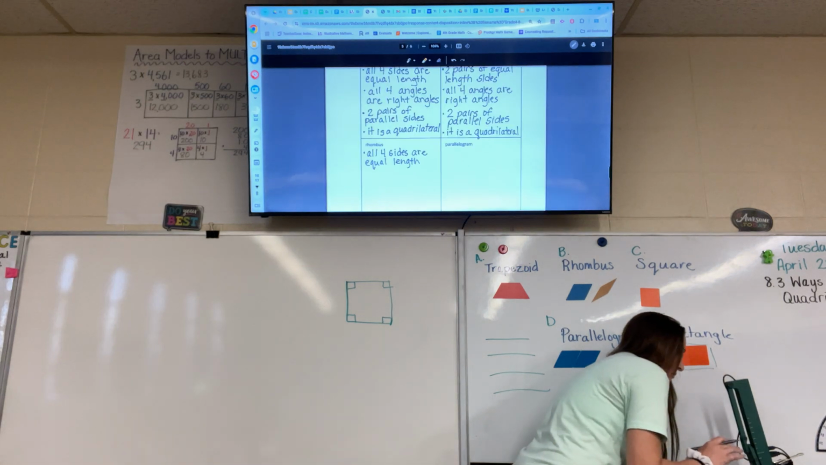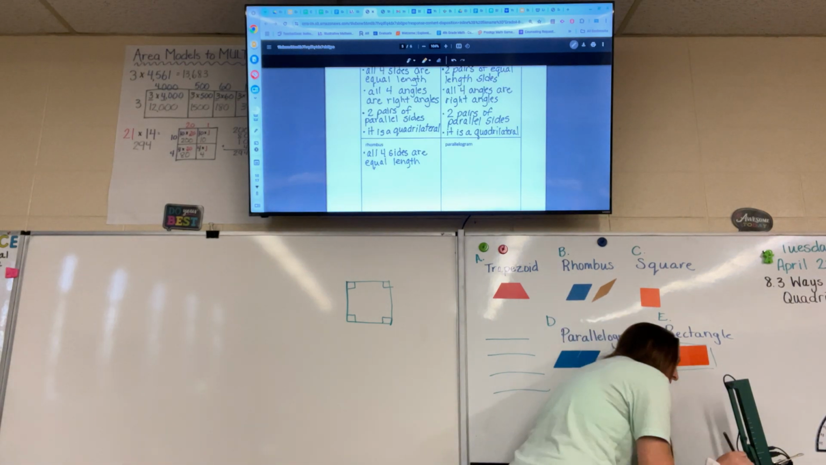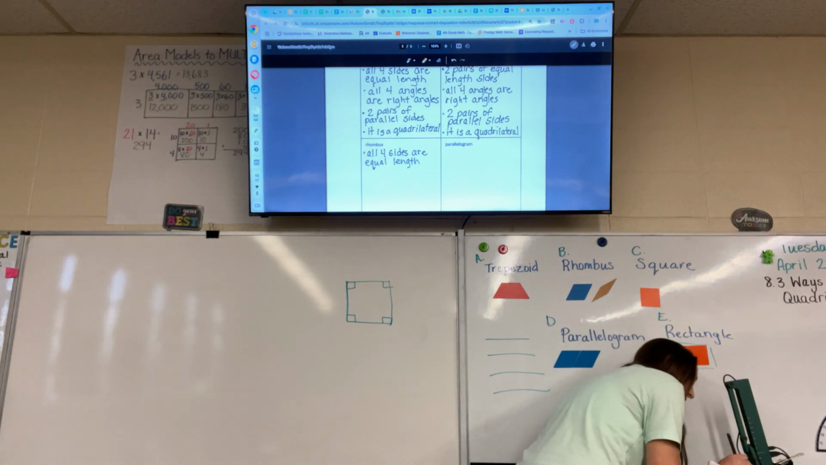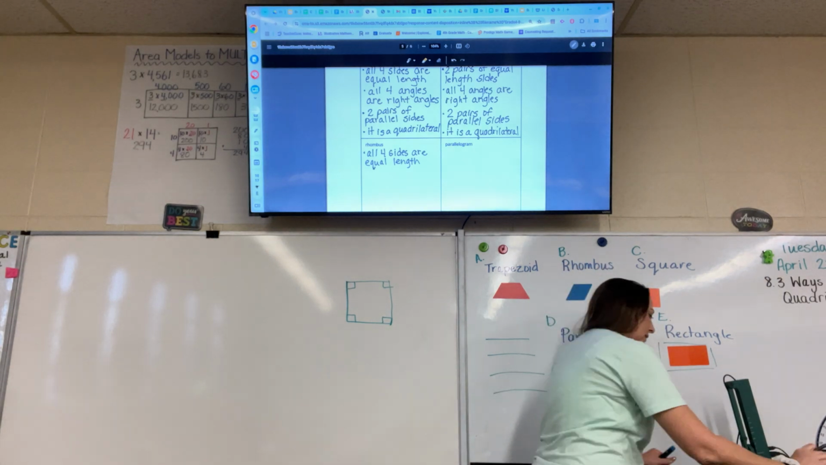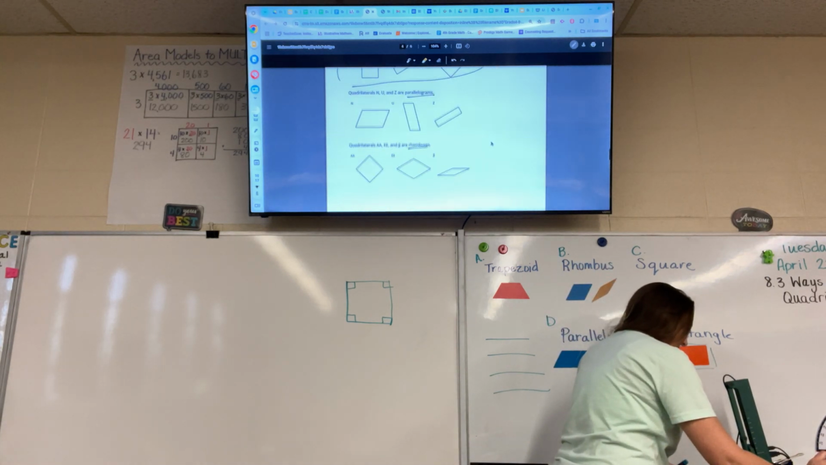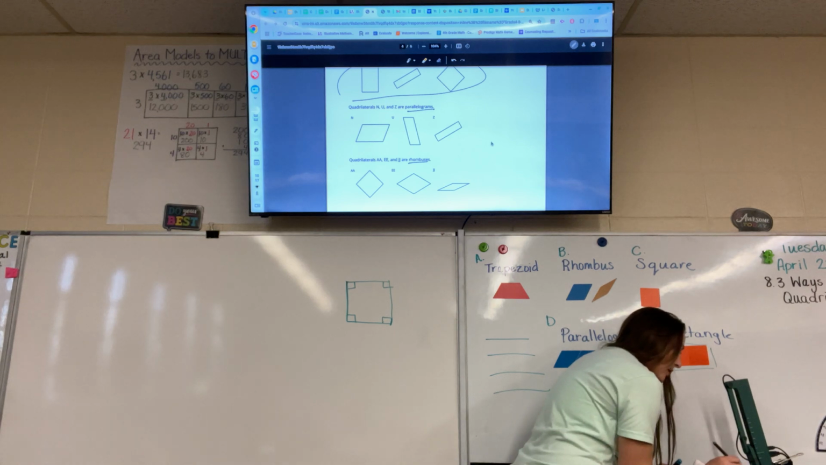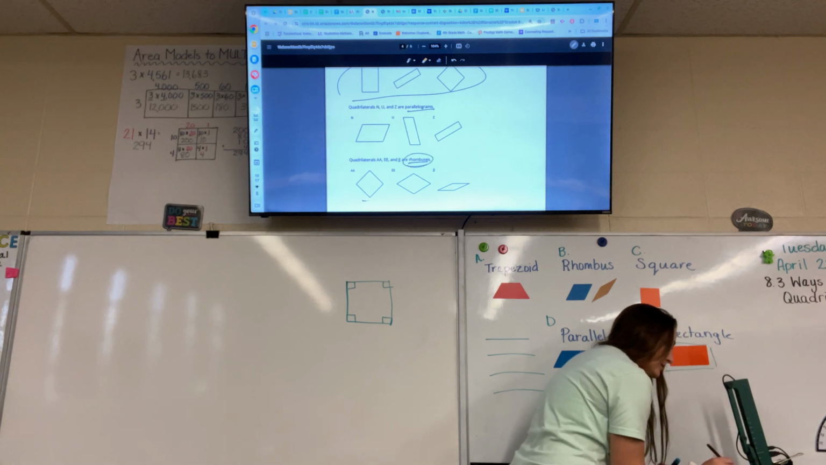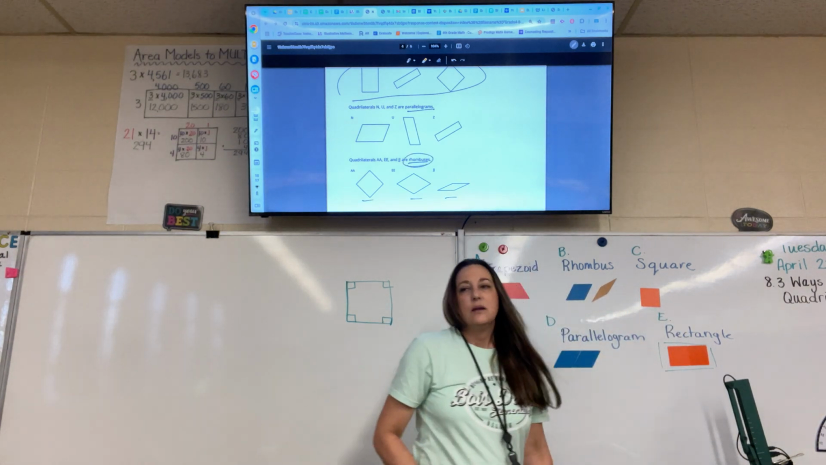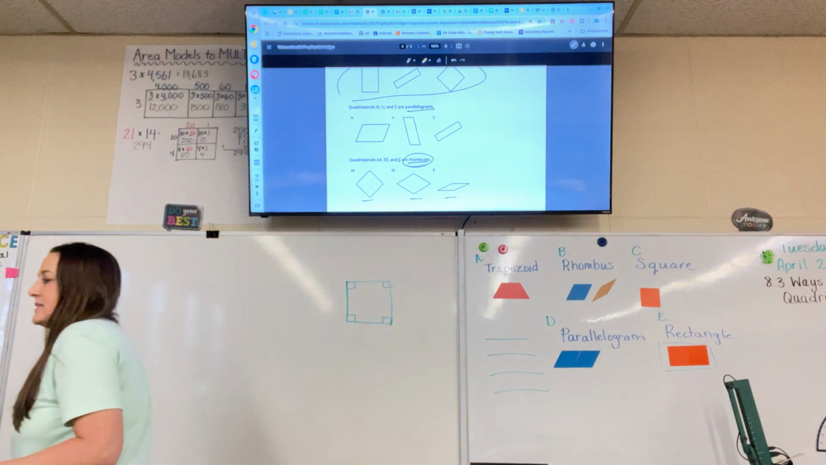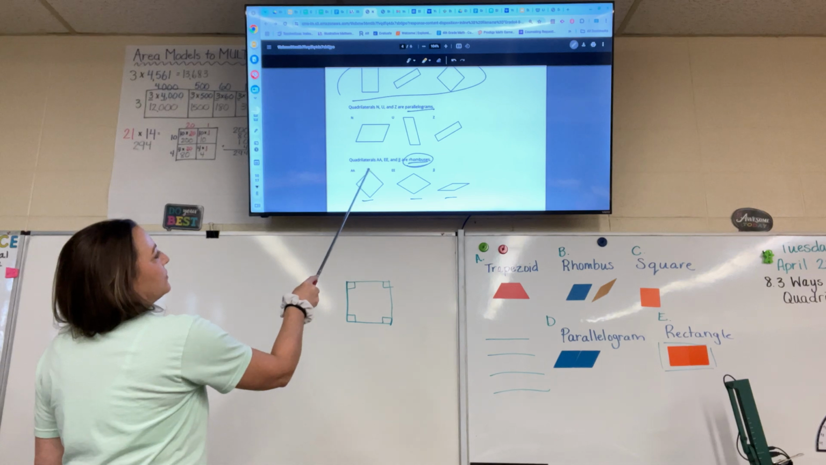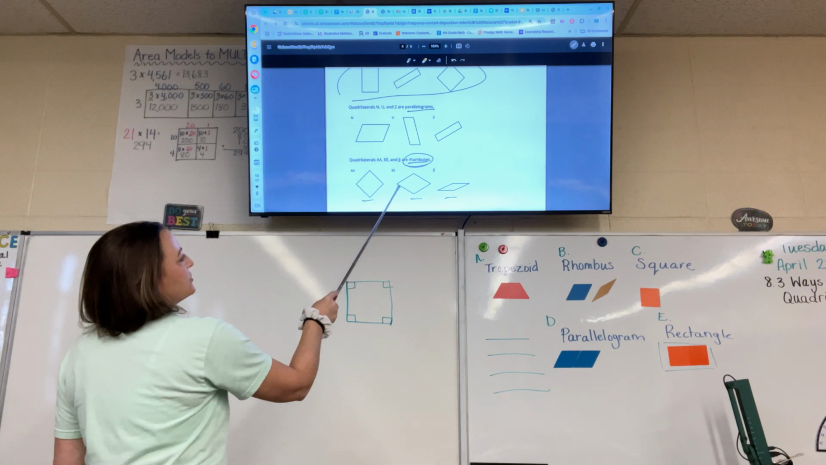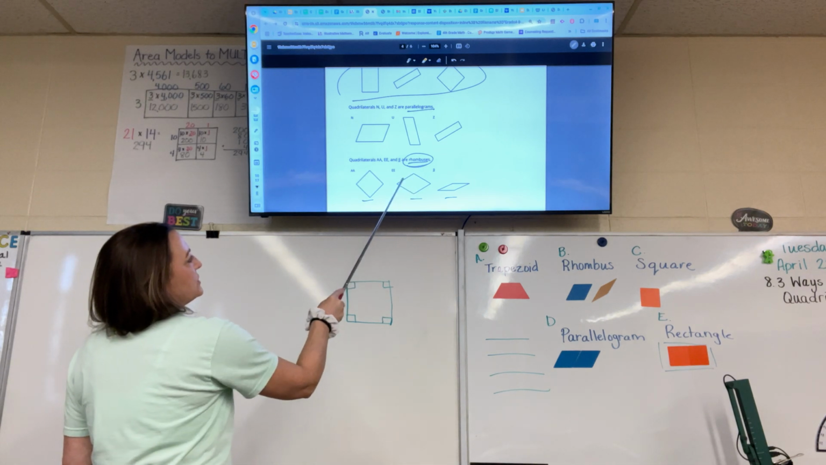Okay, what do we know about, if we look back at the rhombuses that they gave us? These are the rhombuses they gave us. This one, this one, this one. Is there any consistency in the angles on those? So what kind of angles are these? Right angles? What kind of angles are these? Obtuse. Obtuse and acute.